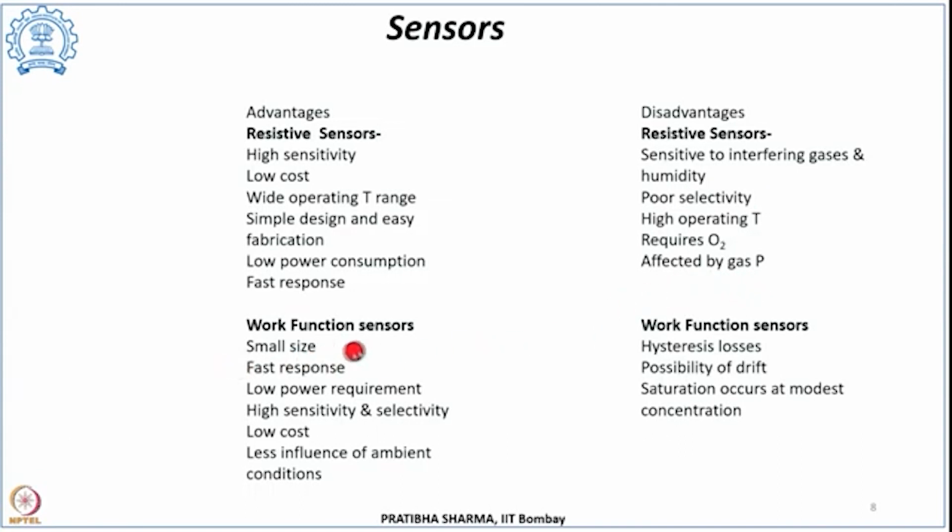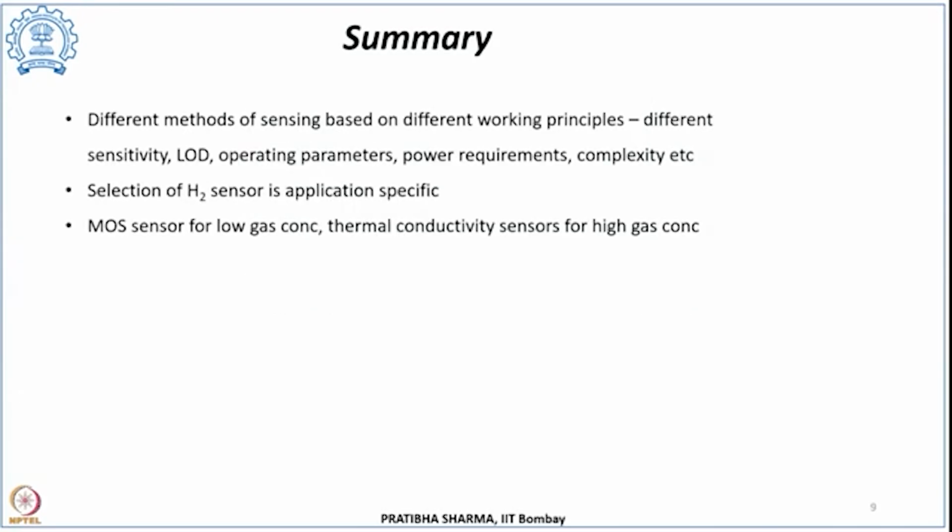The work function sensors are smaller in size, they have a faster response, they require less power, they have high sensitivity and selectivity, low cost, and they have less influence of the ambient condition. But the major disadvantages are there is a hysteresis loss involved, possibility of drift, and the saturation occurs at modest concentration.